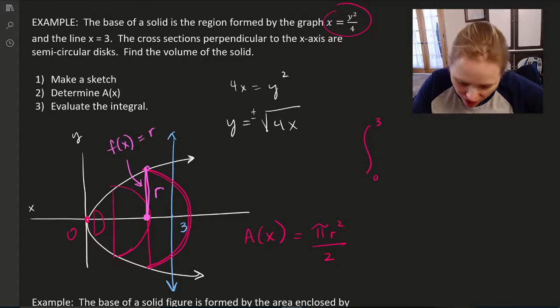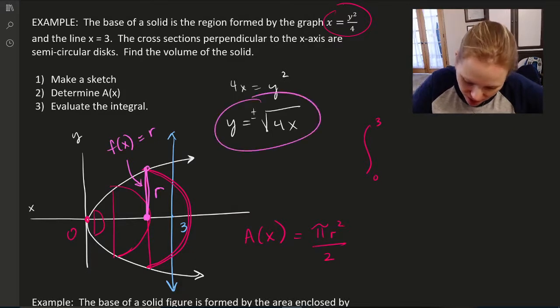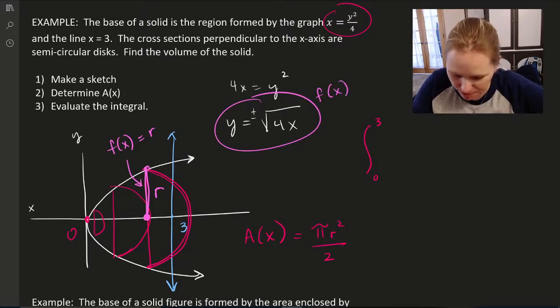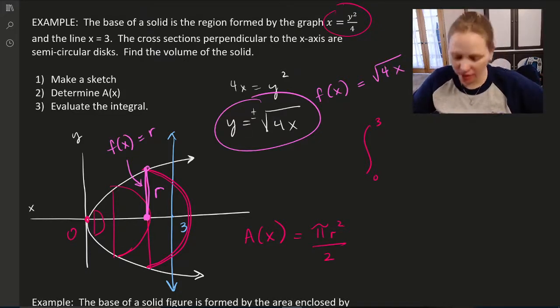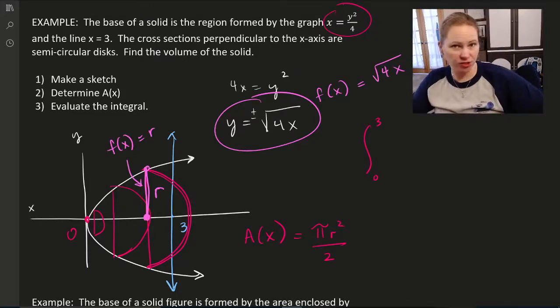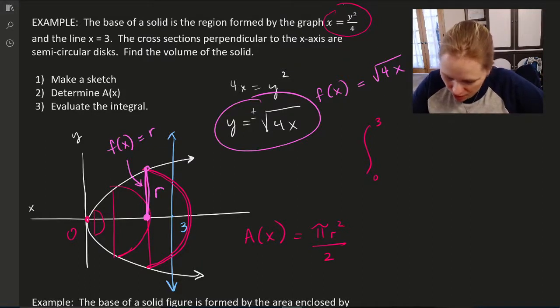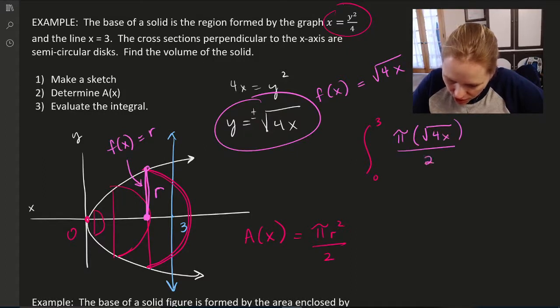Well, what is f of x? It's this. This is f of x. Square root of 4x. Okay, so there's my function, and that's my radius. So I'm going to go ahead and plug that in: pi, and then square root of 4x over 2, and then that's being squared. And this is dx.